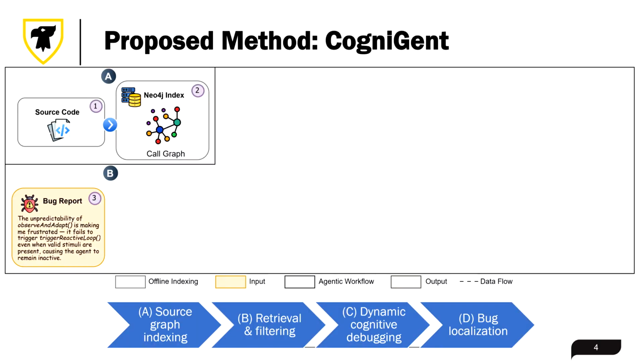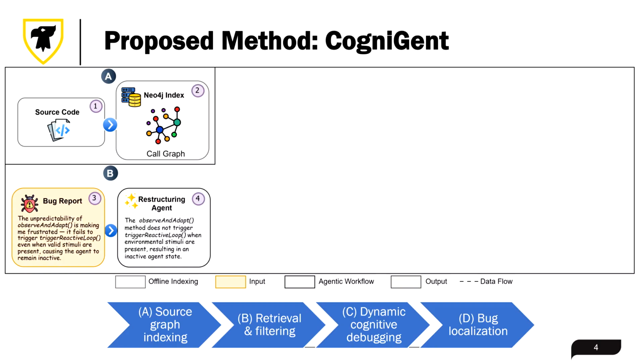We came up with this technique called CogniGent. Here you will see that we have incorporated multiple agents, and different agents have different capabilities. First, we represent the code as a graph, and for this we use the Neo4j library. In this graph, each node is a method, and the edges are syntactic dependencies, such as caller-callee relationships or inheritance relationships.